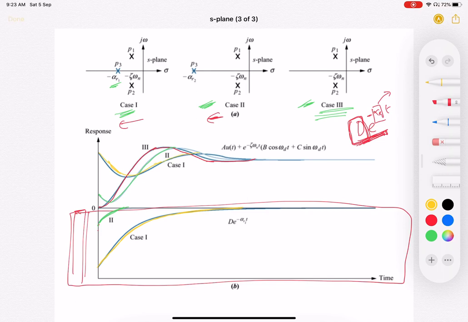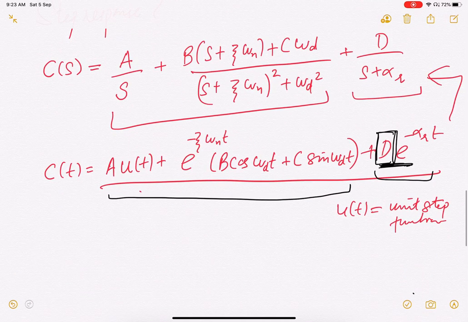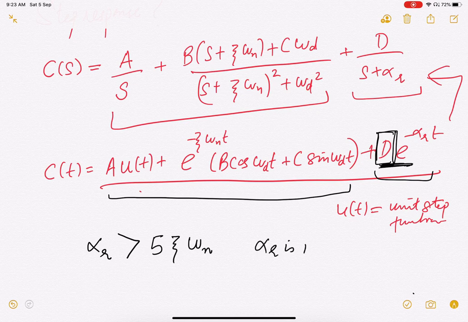So what I mean to basically say is that we have to follow a thumb rule in this, and we have to see how much alpha r is. If alpha r is greater than 5 times the negative real part, 5 times zeta omega n, then alpha r is ignored. This is a thumb rule. If it is not that far away from the complex conjugate pole pair, then it cannot be ignored, right?